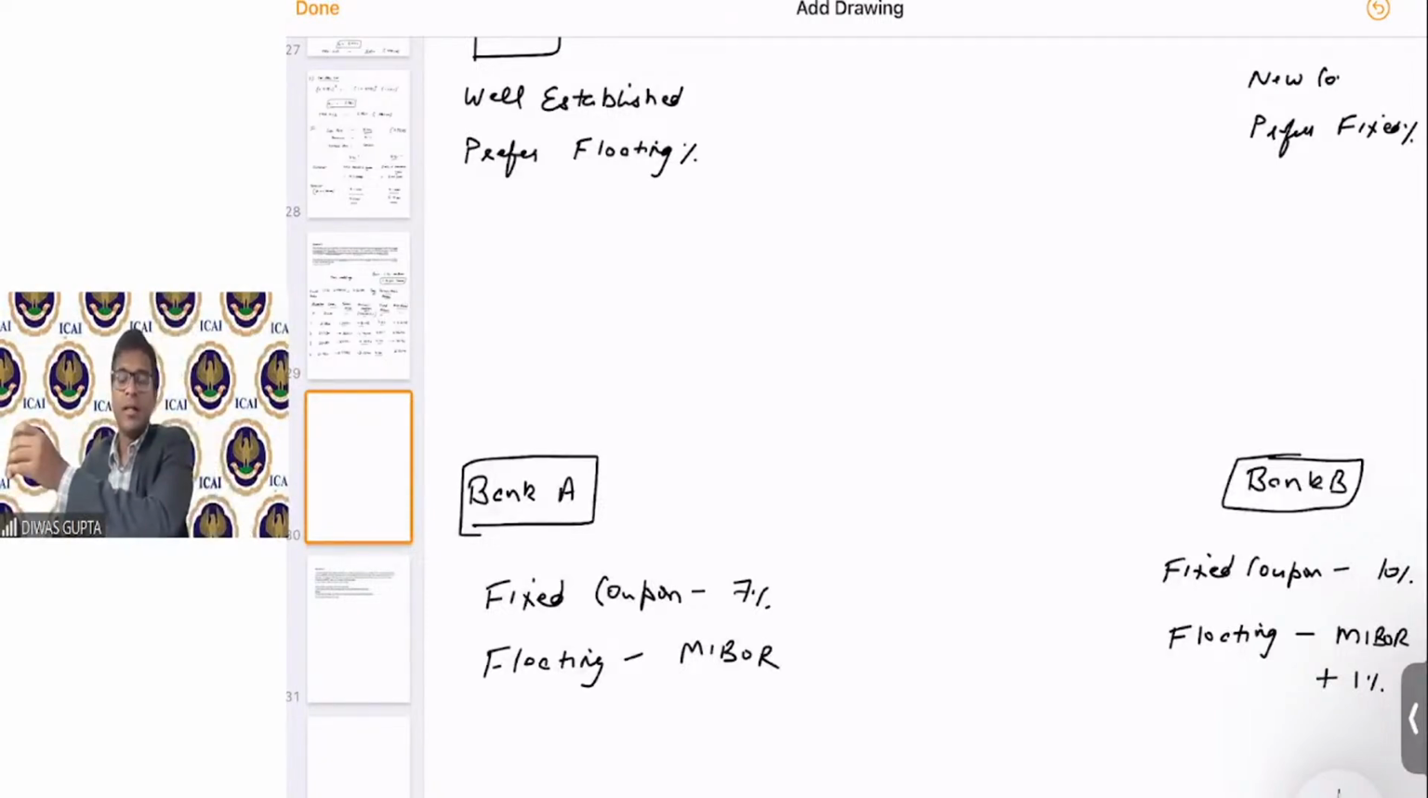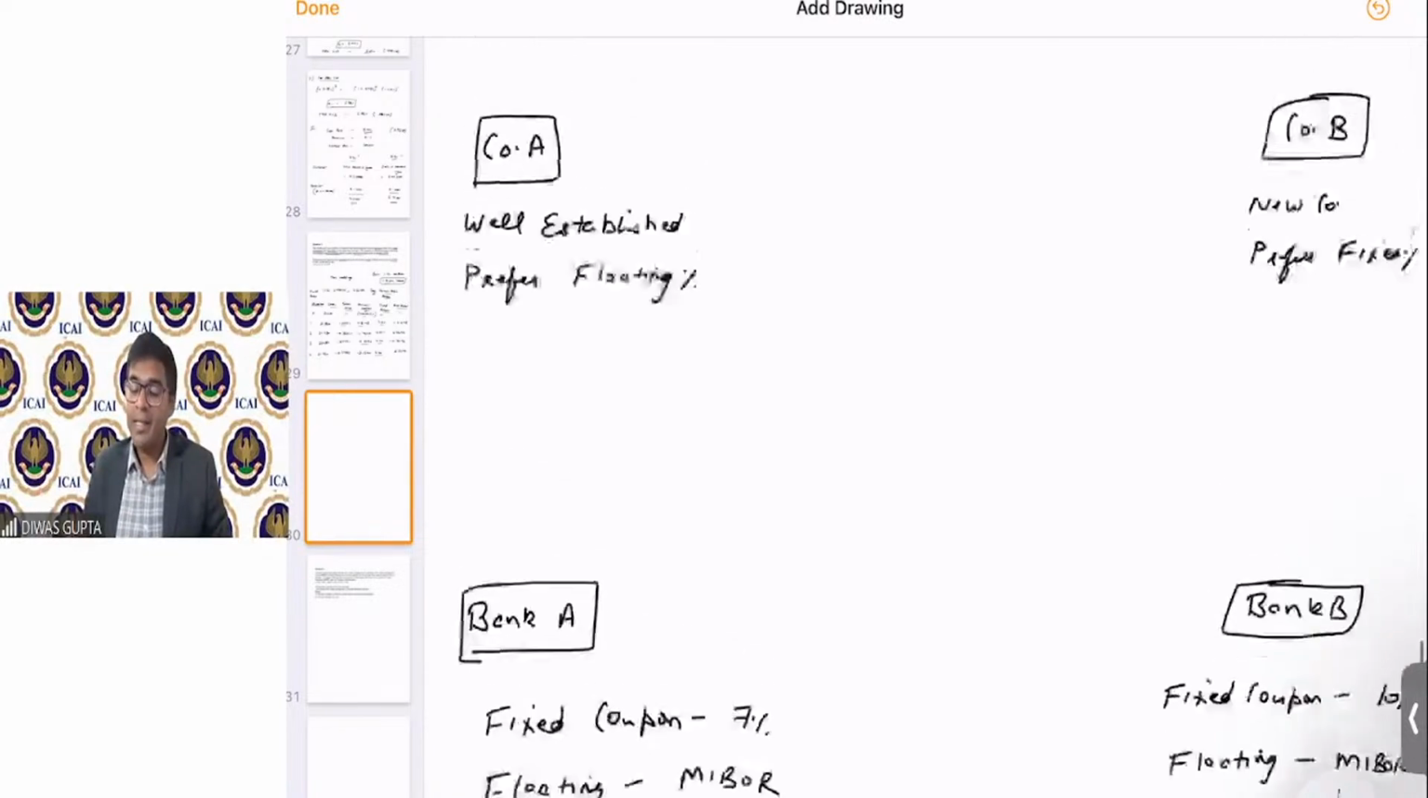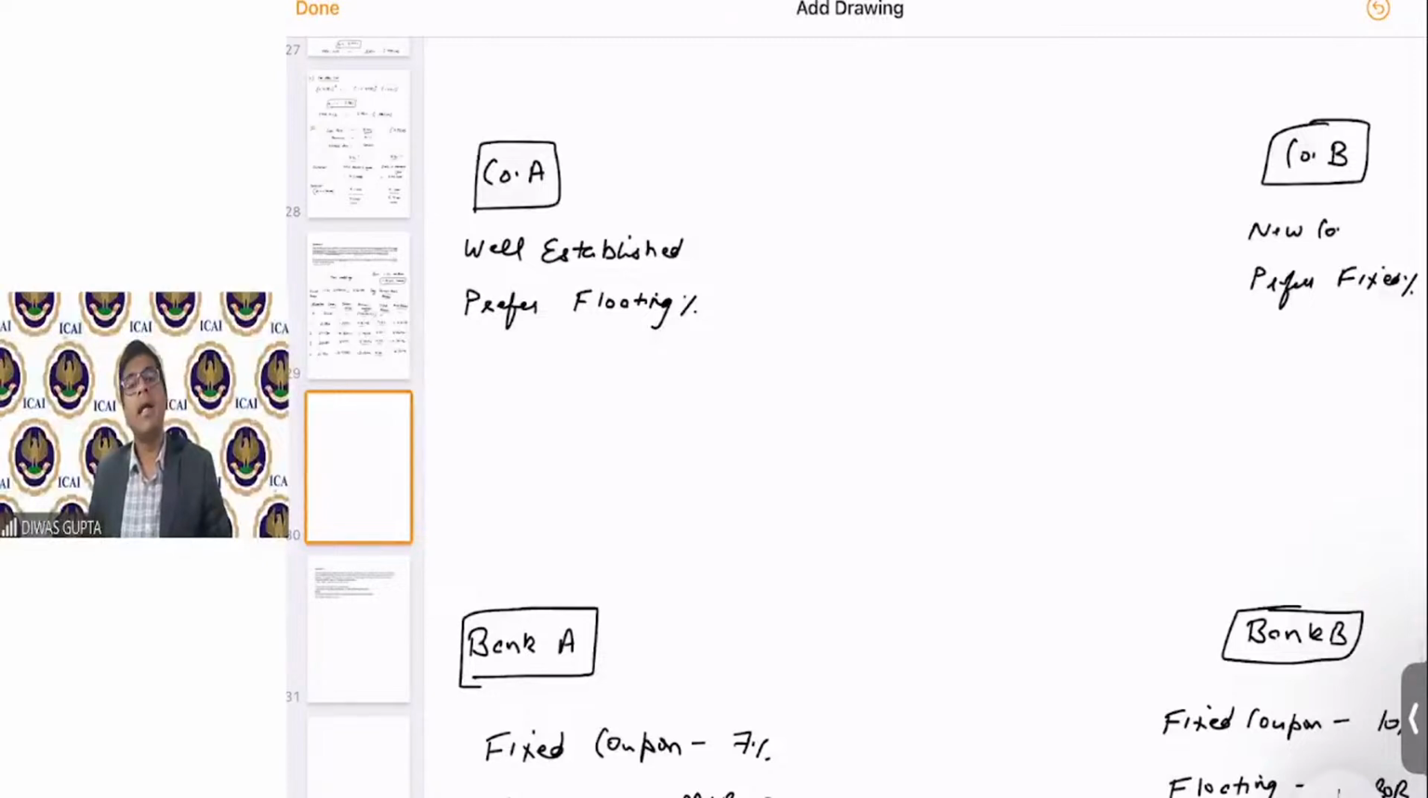However, since we are dealing with interest rate risk management, there is an opportunity here. There is a clear cut opportunity here for company A, company B, and a third bank called Swap Bank.